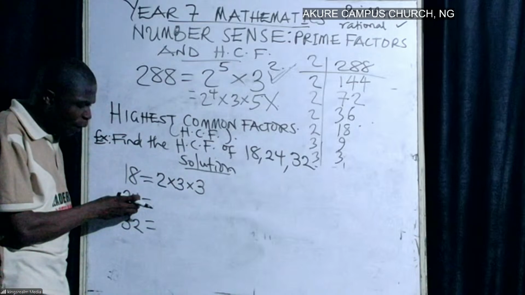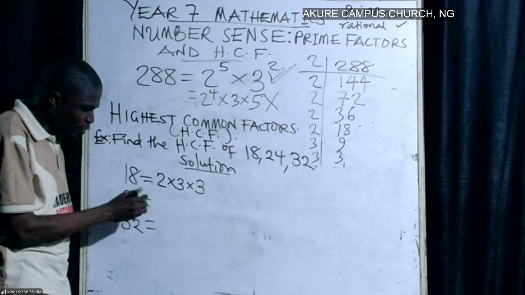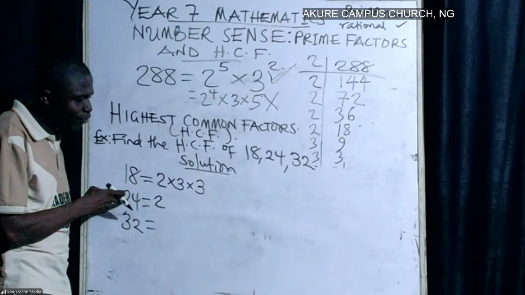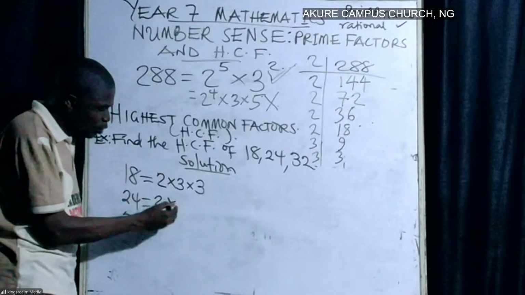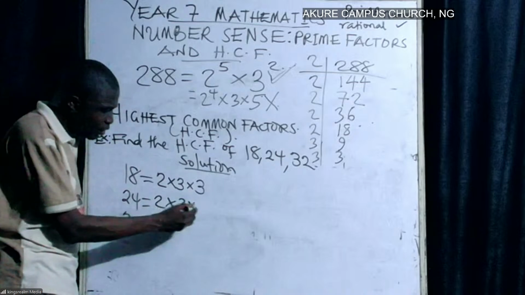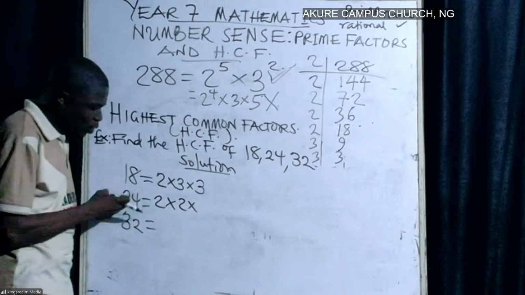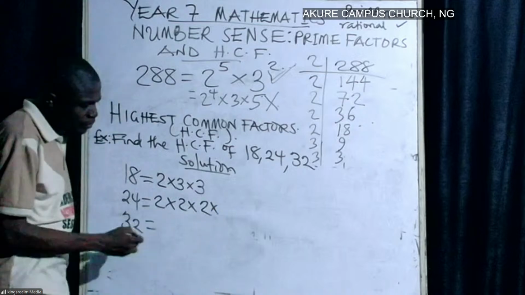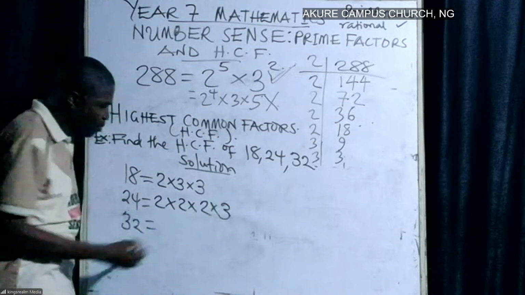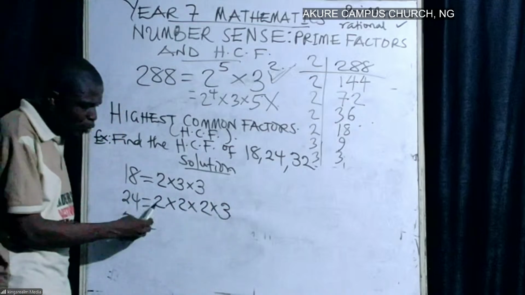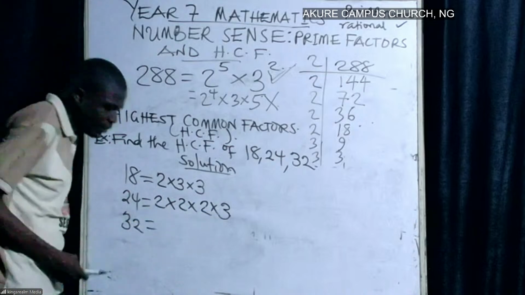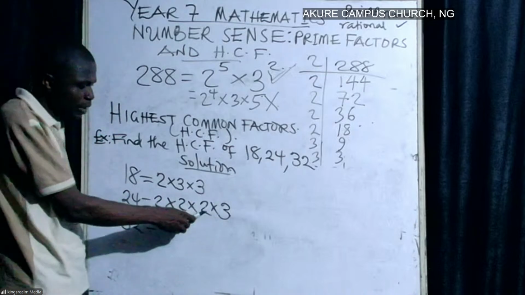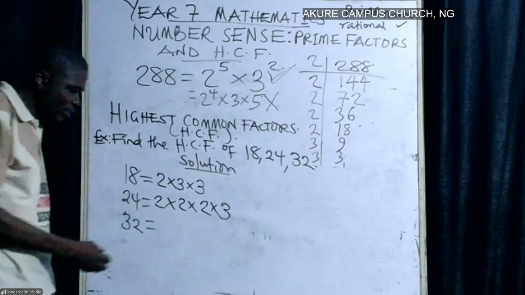For 24, you also find the prime factors. 2 can go in 24, that will give us 12. 2 can go in 12 also, that will give us 6. 2 can go in 6, that will remain 3. And so the prime factors for 24 are 2 times 2 times 2 times 3. So 2 times 2 is 4, 4 times 2 is 8, 8 times 3, that gives us 24.